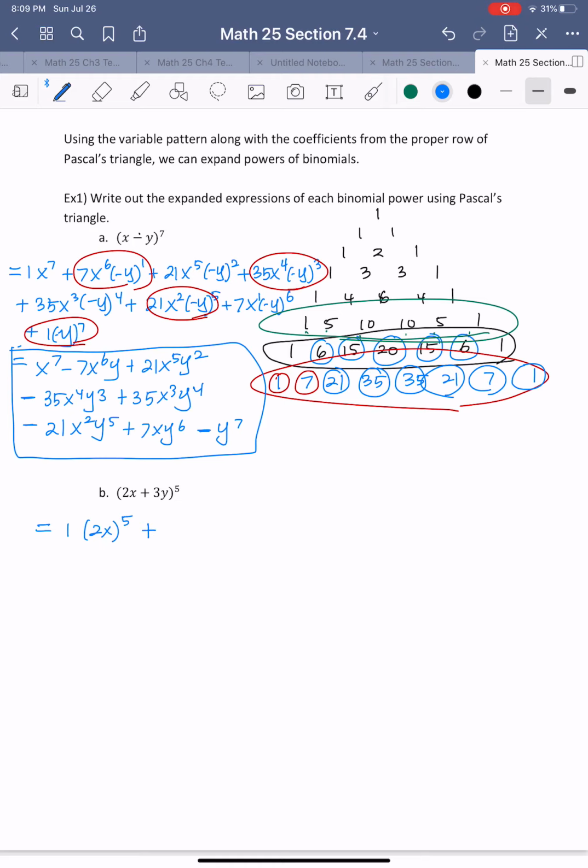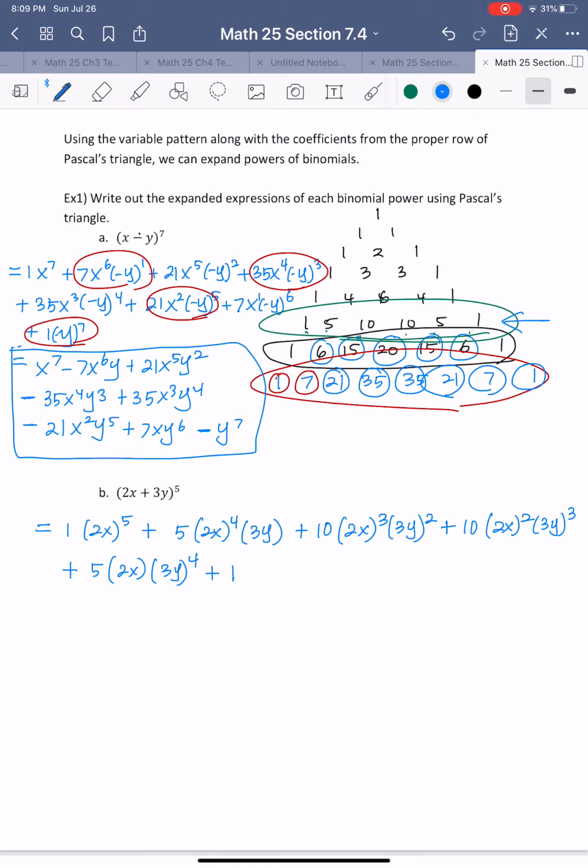And then the next one is 5, because I'm using this row. 5 times 2x is a decreasing power, but 3y is increasing, it's the first power. Next one is a 10, 2x is decreasing, but 3y is increasing. Another 10, 2x is decreasing and 3y is increasing. And then next one is a 5, and 2x is decreasing, and 3y is increasing. And then next one is 1, 2x is decreasing at 0 power, so 3y to the fifth power.